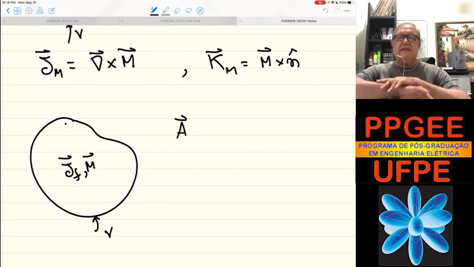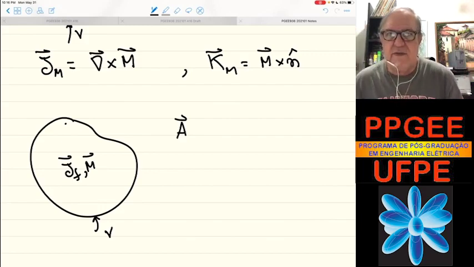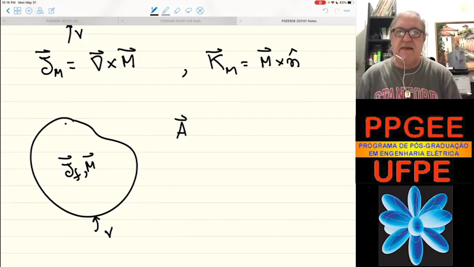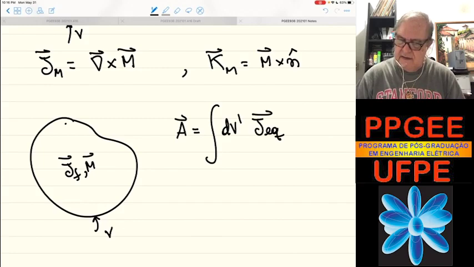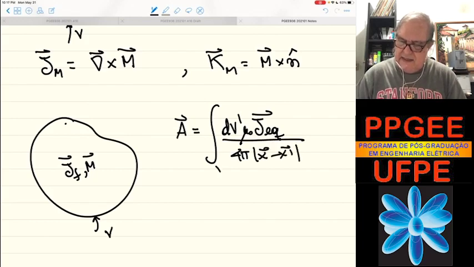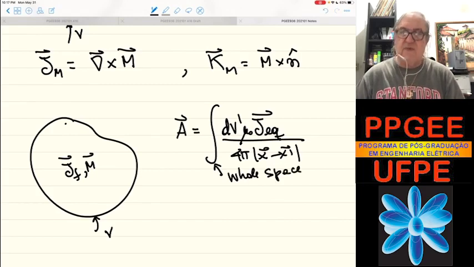You can calculate the vector potential at any point in space, integrating over the entire space. Then you are going to have this type of thing: the integral of dV prime J equivalent, mu 0 over 4 pi, over x minus x prime. In this integral, we have the entire space, the whole space, okay? That's one way to do it.